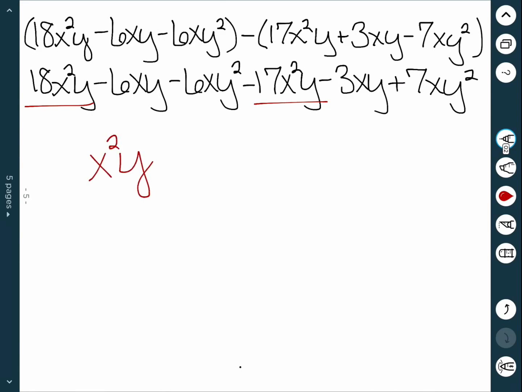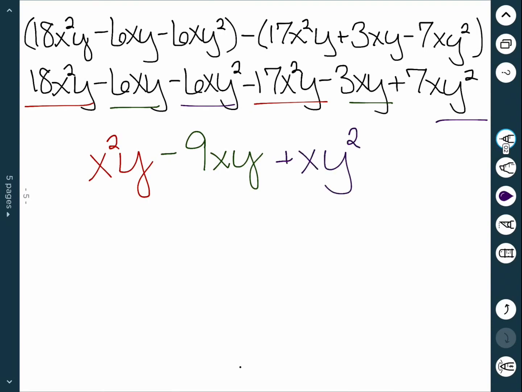We tend to not write the 1 in front, but if it makes you feel more comfortable, it doesn't hurt anything. Now let's look at the xy's. I have a negative 6 and a negative 3, so negative 6 minus 3 would be negative 9xy. And then finally we have our xy squareds. A negative 6 and a plus 7 would be 1xy squared. And once again, we don't usually write the 1, but if it makes you feel more comfortable, you can.